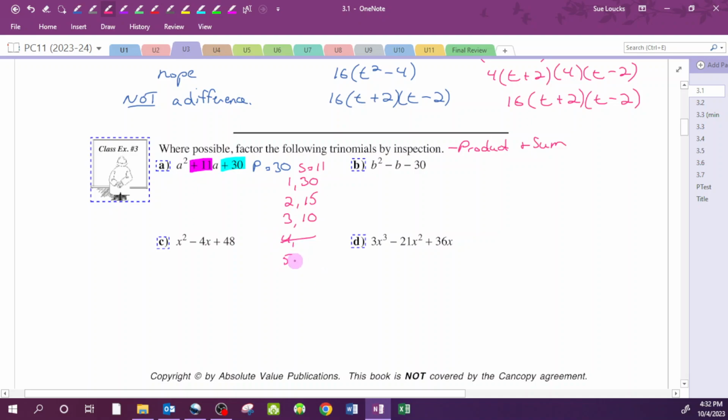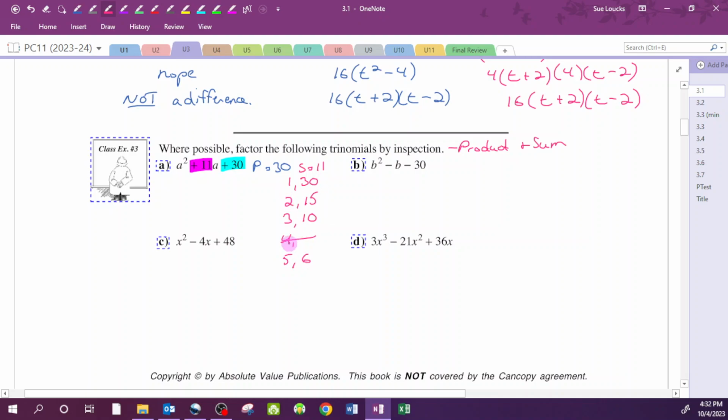And then I go 5. 5 times what is 30? Well, 5 times 6 is 30. The next number that I would write down would be 6, but I already have 6. So I'm done. As soon as the next number I write is going to be a number I've already written, or if I get to the square root of it, I'm done, because the only other factors are going to be these ones that I already have listed. So those are all the possibilities.